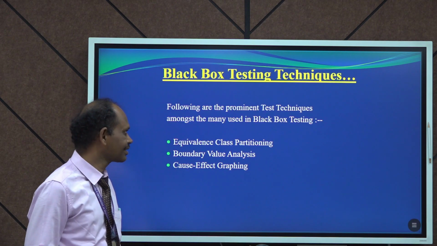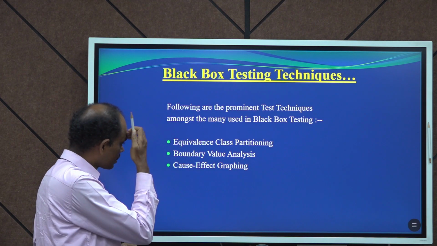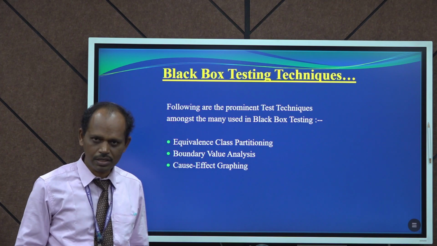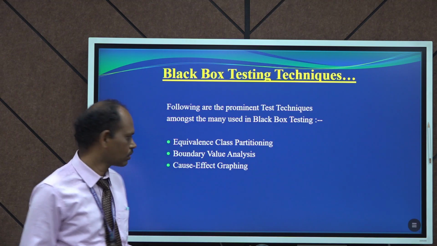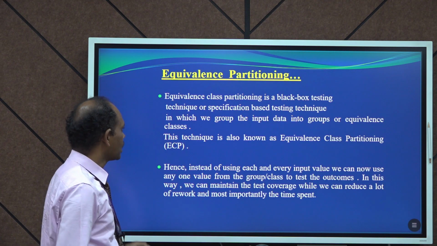And black box testing techniques. These are the main techniques. One is equivalence class partitioning, another one is boundary value analysis, and the third one is cause and effect graphing. This is equivalence partitioning.